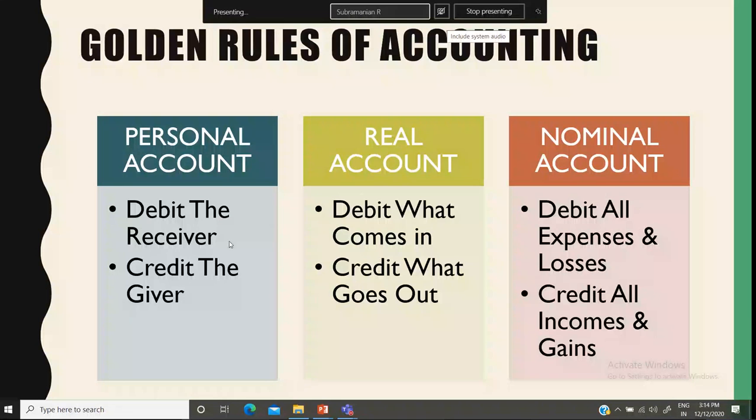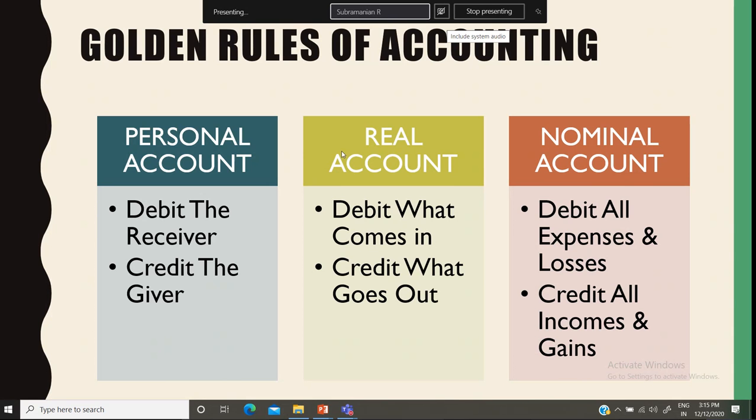Okay, so debit the receiver means if somebody is receiving from me, I will be debiting his or her account. Credit the giver means if he is paying to me, then I will be crediting his account. So that is the personal account rule. Just remember this one: debit the receiver, credit the giver.